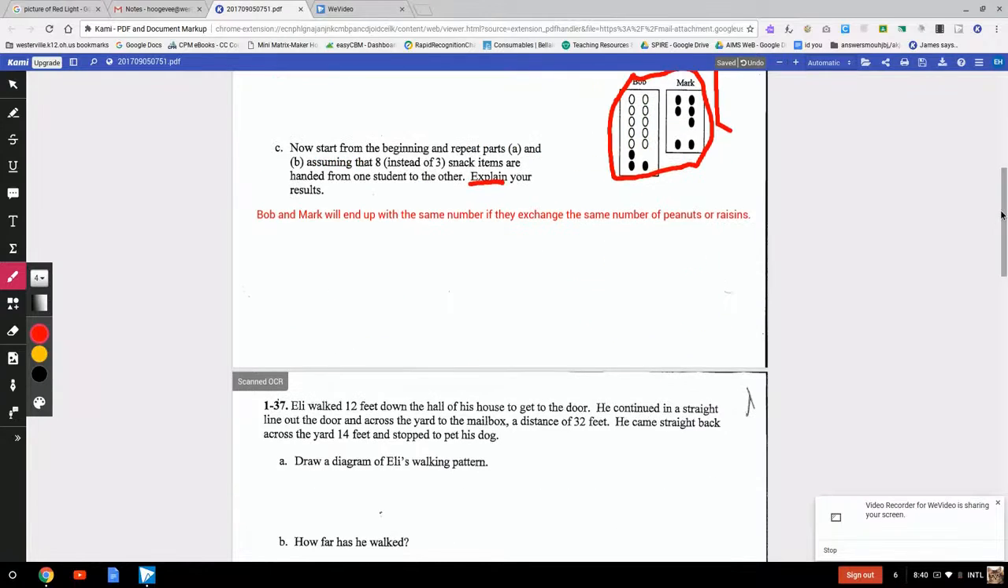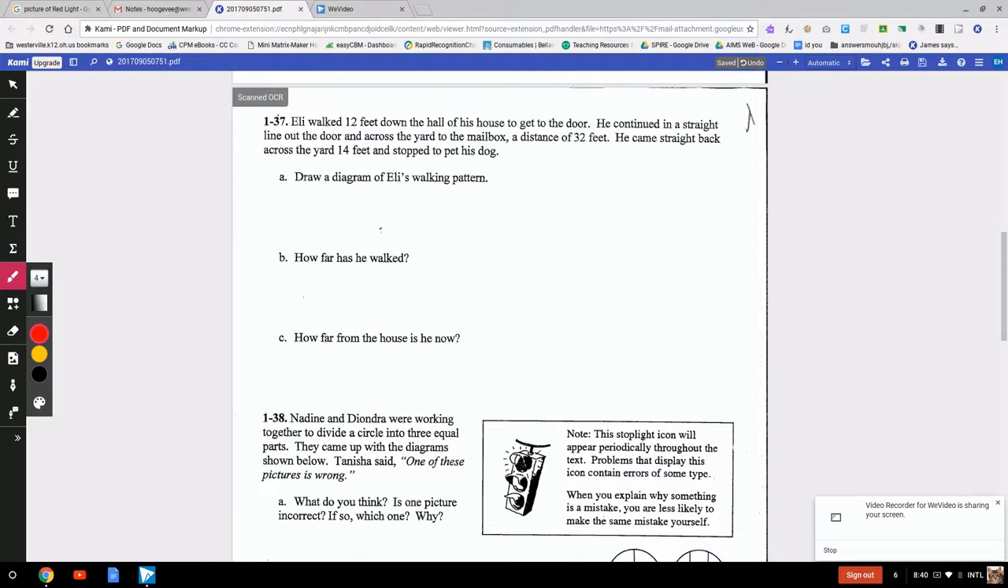So moving away from that, coming to 137, just a little question about Eli and how he walked down 12 feet. He continued straight out his door, a distance of 32 feet. Then he came back across his yard 14 feet to pet his dog named Daisy. So drawing a diagram is as easy as drawing a nice line right there and marking off. Let's see, he did 12 feet at first, right? Then he stopped and then he walked 32 feet. So we can call this 32.